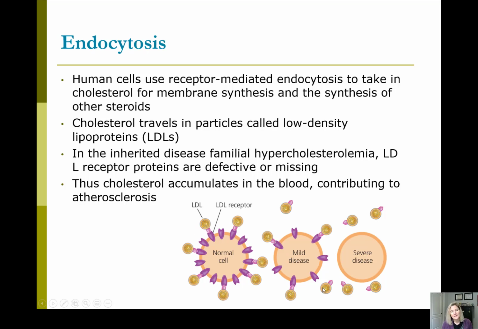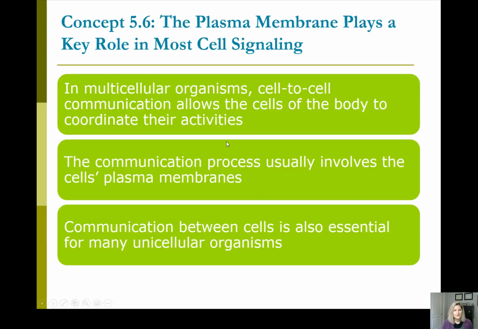We'll get into genetics later in the term, but some people have a mild form of the disease because they only carry one allele for it. And then some have the severe form, which means that they don't have any of those receptor sites. So they are very prone to heart attacks and things like that. Okay, so that was an example of receptor-mediated endocytosis in a real situation for humans.